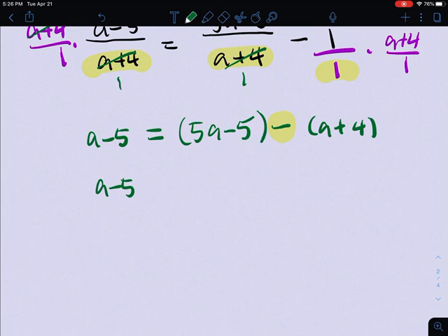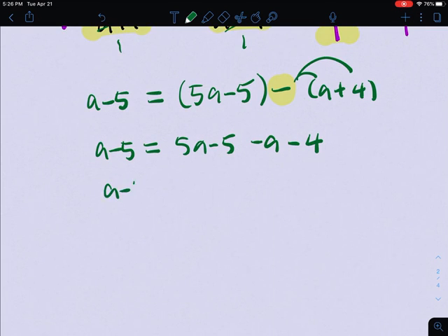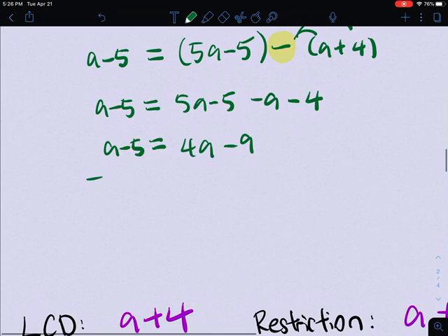Once again, we're going to end up with a linear equation. 5a minus 5, this is minus a minus 4 after we distribute this. And then once again, from here, it's just a matter of combining like terms and solving for the variable. I get minus 9.